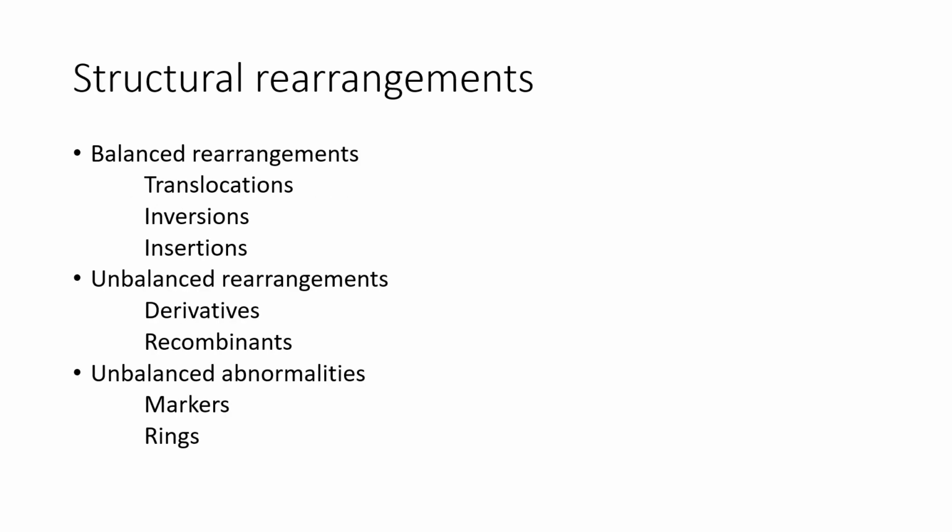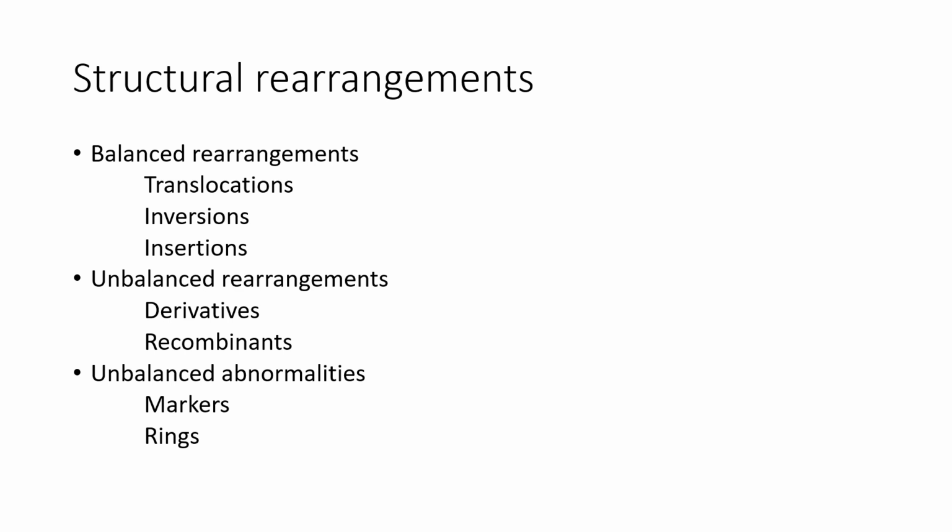Structural rearrangements can be broadly classified into balanced rearrangements and unbalanced rearrangements. The balanced rearrangements do not have loss or gain of any chromosomal material. They can be translocations, inversions, or insertions. Carriers of balanced rearrangements are phenotypically normal because there is no loss or gain of genetic material. However, they can give rise to gametes and offspring that are unbalanced.